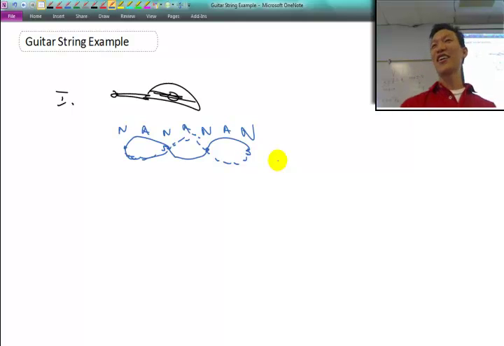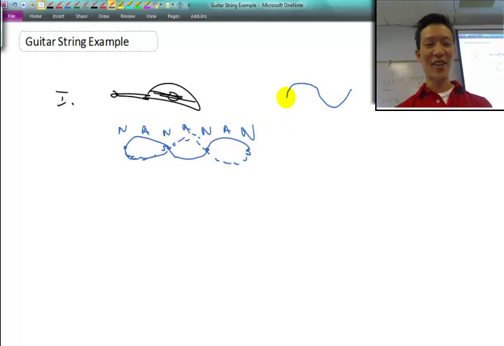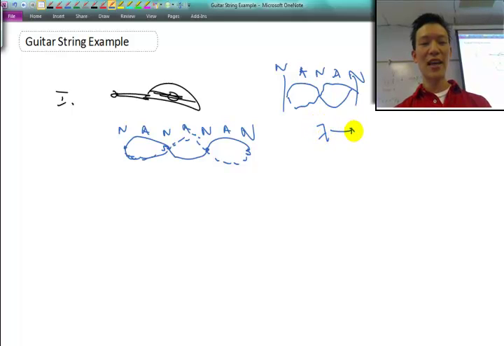So that's actually kind of a trick. You can remember how many wavelengths are here by looking at how many nan-nans there are. That was kind of bizarre, but maybe that'll help you. For every node, antinode, node, antinode, node, this is 1 wavelength. A nan-nan.